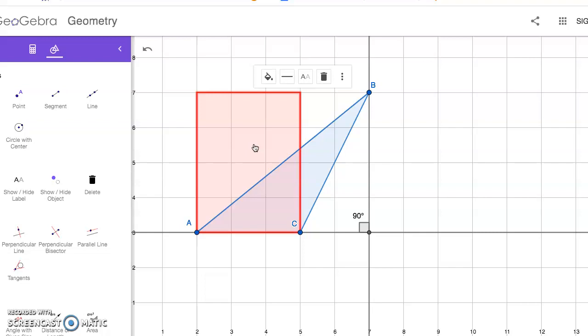And this is where I'm going to leave this. I actually have a link to a pretty cool video that I'll put down in the description that shows how this obtuse triangle actually still follows the same formula.